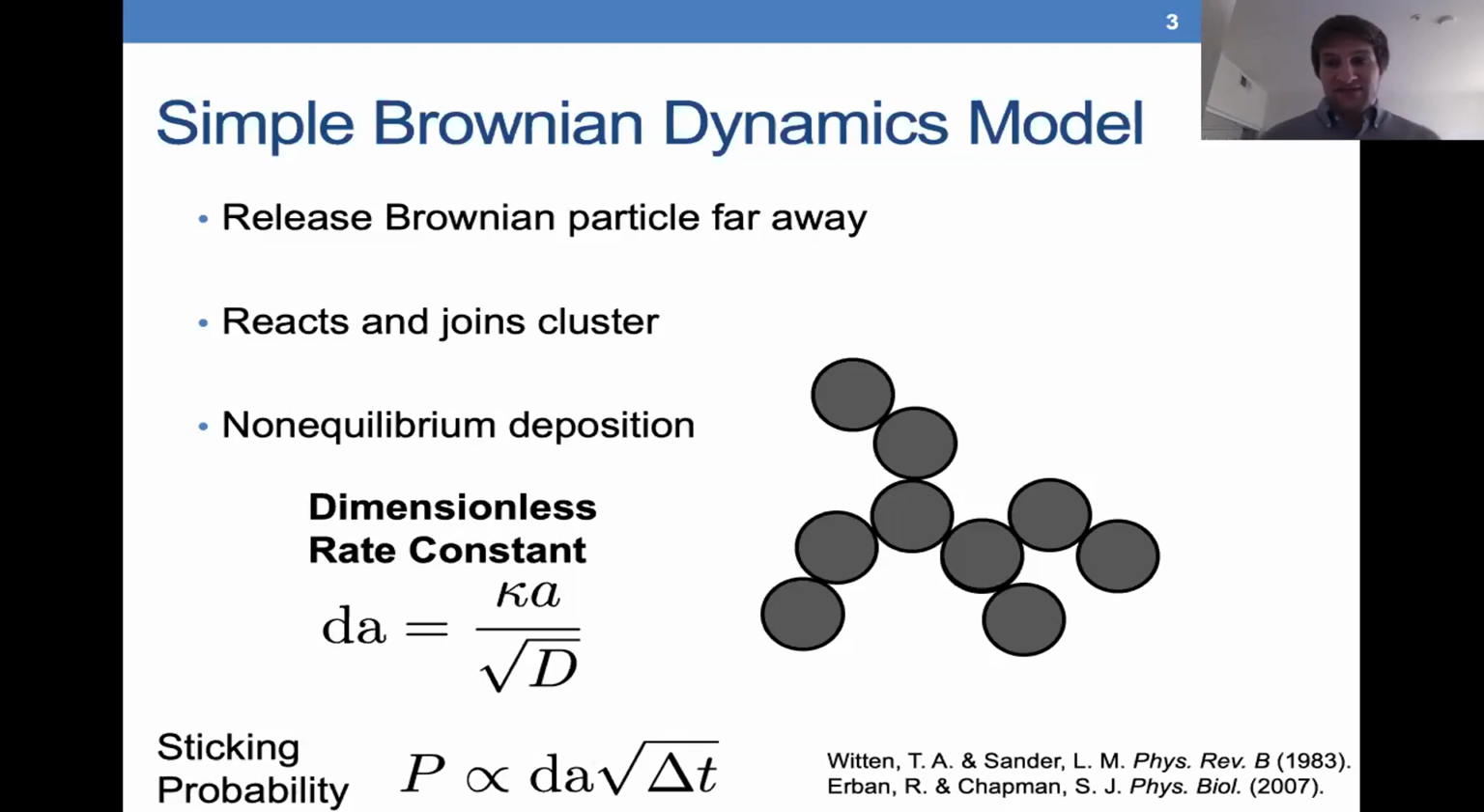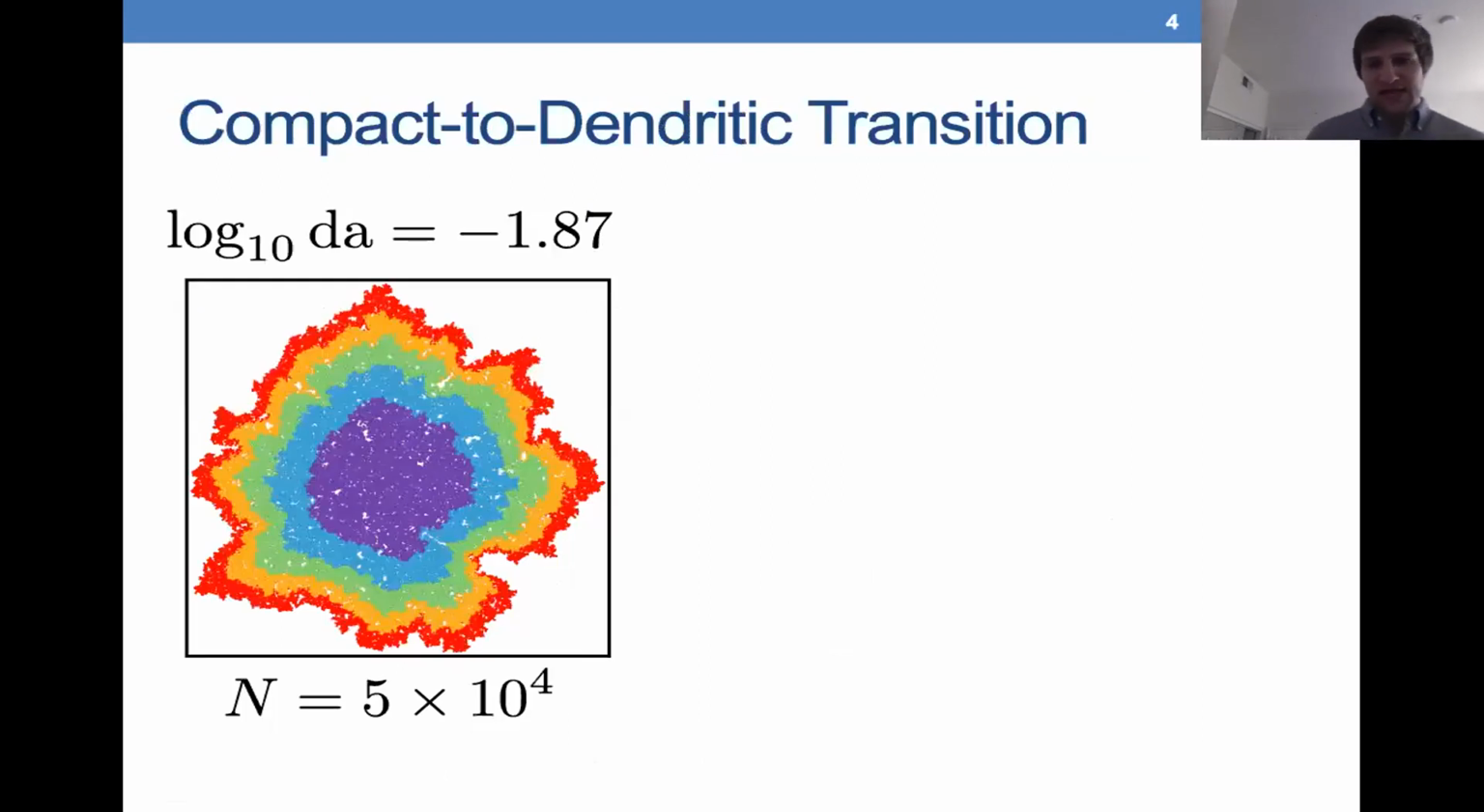Okay, so now that we have this very simple model of the behavior of this non-equilibrium deposition process, we can see what this model does. And so we just start to run the model and build up a large cluster. This is at a specific value of the dimensionless rate constant up here. And this is 50,000 particles. And we see we get a nice compact cluster with rough edges. This is not too surprising. The bands of color here represent 1/5 the total number of particles, so 10,000 particles in each band.